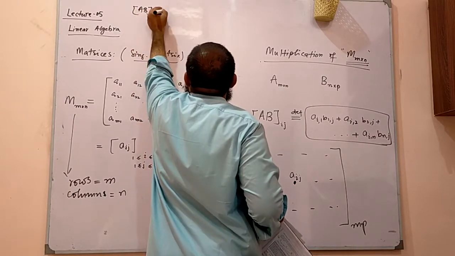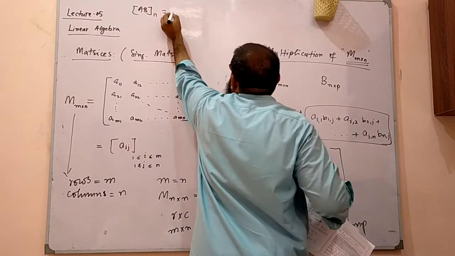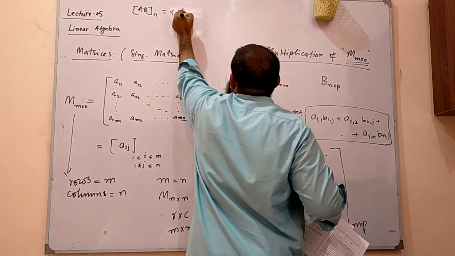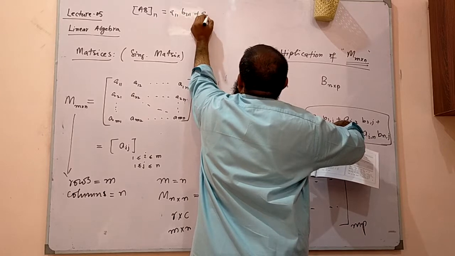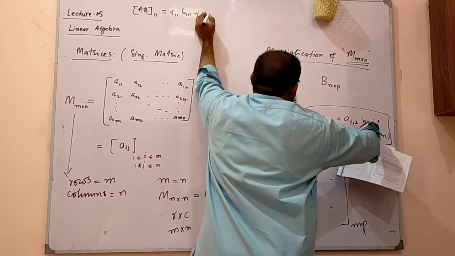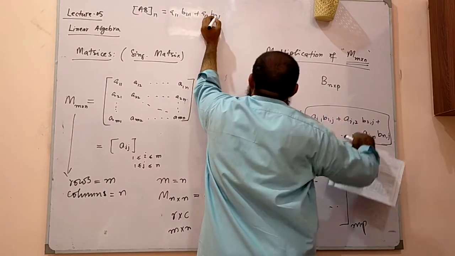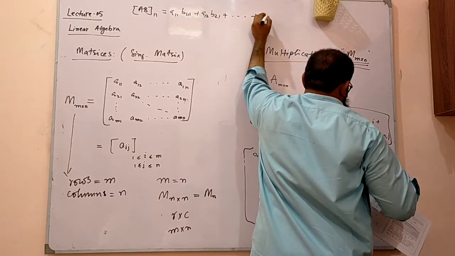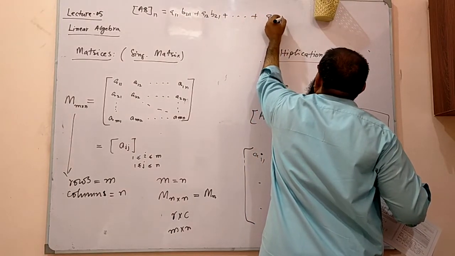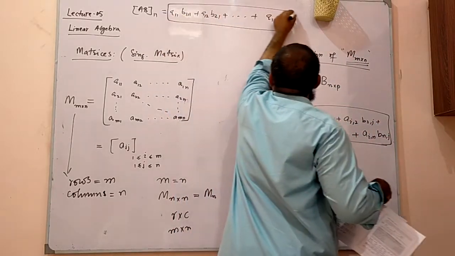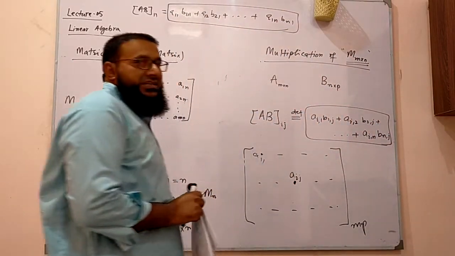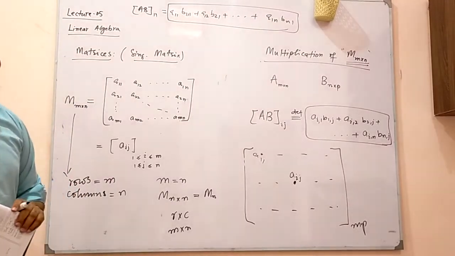The 1 entry of AB. So what this becomes? A11 B11 plus A12 B21 up to A1n Bn1. So this is your first entry of your product matrix AB.